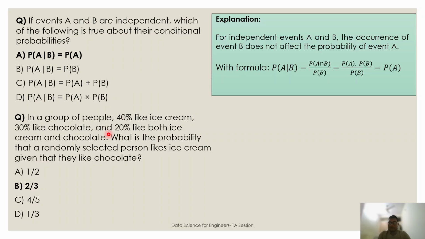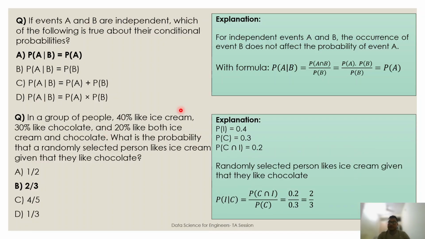Moving towards the answer, the correct answer is B. Here I used I and C to represent the events. Someone likes ice cream is 40%, which means 0.4 probability, chocolate is 0.3, and the intersection is 0.2. Now, a randomly selected person likes ice cream given C. Whatever the given event is, you just put that in the denominator. So the probability of C intersection I is 0.2, and the probability of C is 0.3. So it's 2 by 3, and that's why your answer is B.